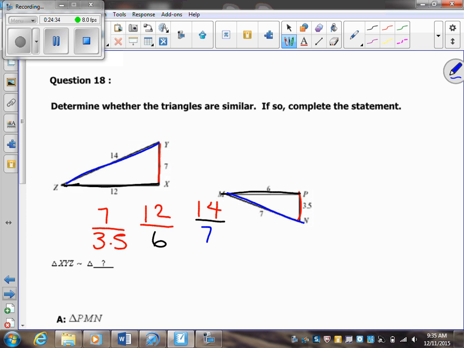So it seems like they are, because this is 7 divided by 3.5. It's kind of half of it, right? So this gives you 2 over 1, 2 over 1, and 2 over 1. So they are similar. Then you have to do x, y, z. I start from the smallest to the longest, to the largest. So I start from P, N, M. So P, N, M is the one you have to pick.